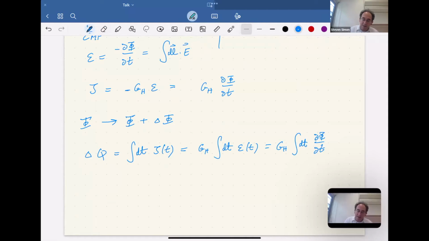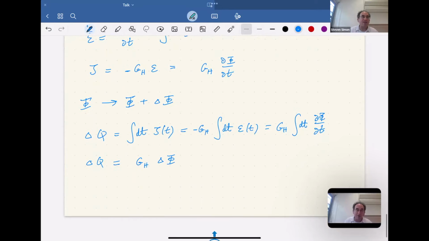Let's see, the minus sign was supposed to be there, but this is now a plus sign, and that will be just GH times delta phi. Okay, so as I change the flux, I move charge from the inside to the outside. It doesn't matter how long I take to change the flux. The amount of charge I move is proportional to the amount of flux I change.